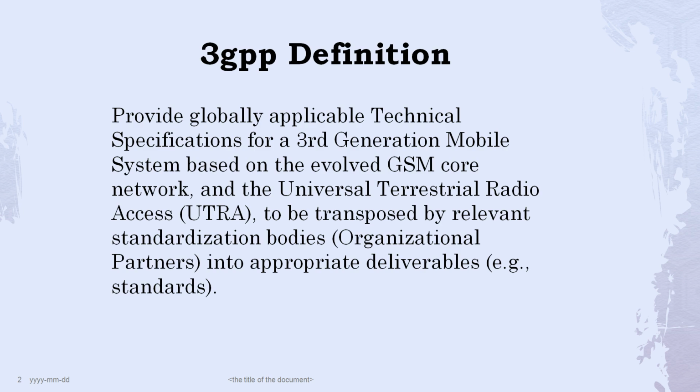So if you go to the 3GPP website, you will find a definition of what 3GPP stands for, and it goes like this: provide globally applicable technical specifications for third generation mobile systems based on the evolved GSM core network and universal terrestrial radio access called UTRA, to be transposed by relevant standardization bodies, so-called organizational partners, into appropriate deliverables and standards.